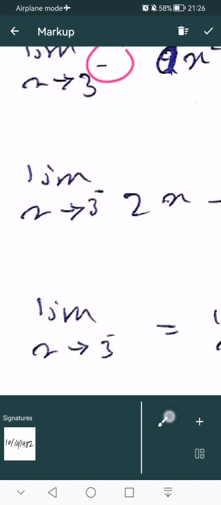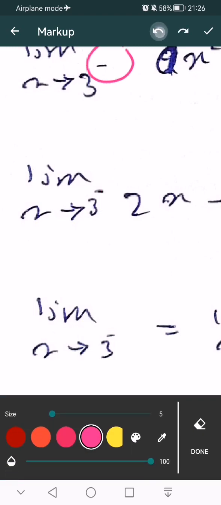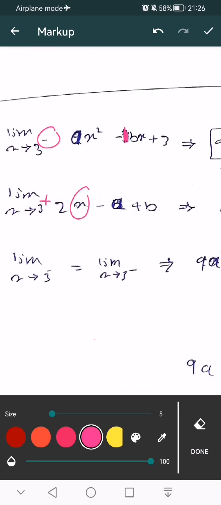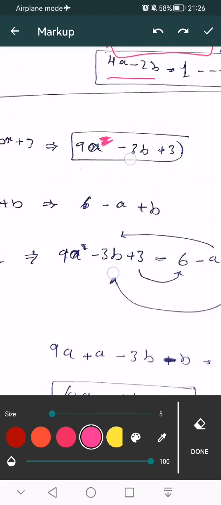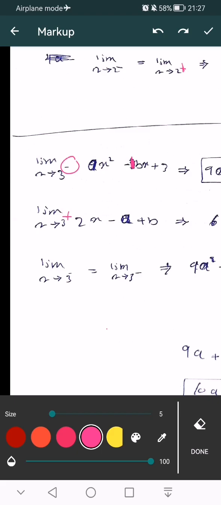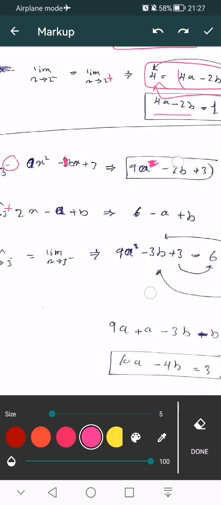Here it should be plus. Okay, here it should be plus, so x goes to 3 from the plus side. Let us substitute: remove the x and substitute by 3. The next one, when I remove it, will be 2 times 3 is 6, minus a plus b.